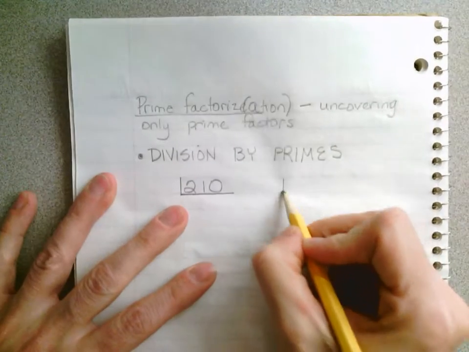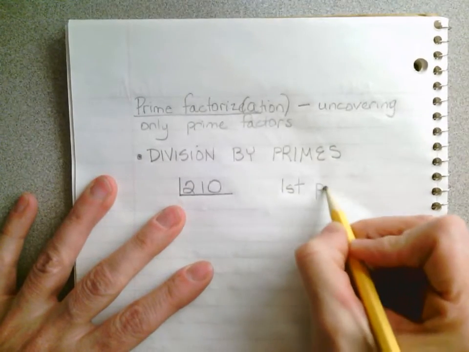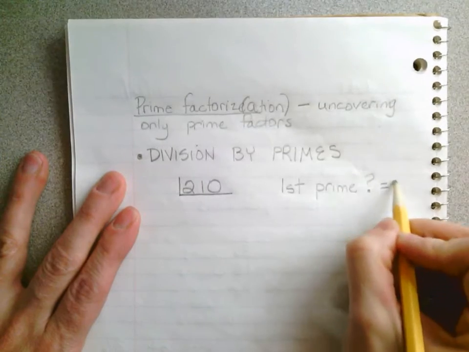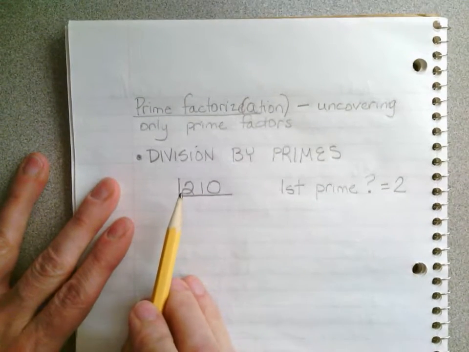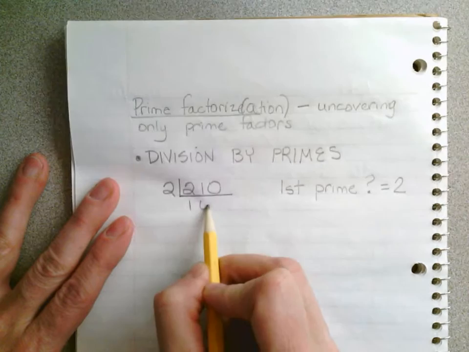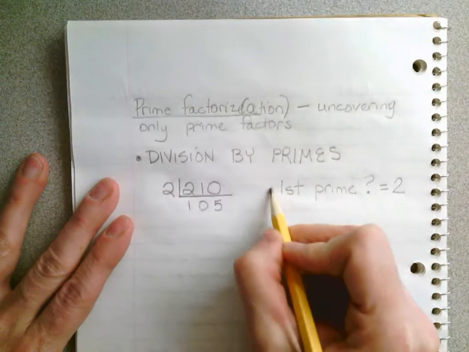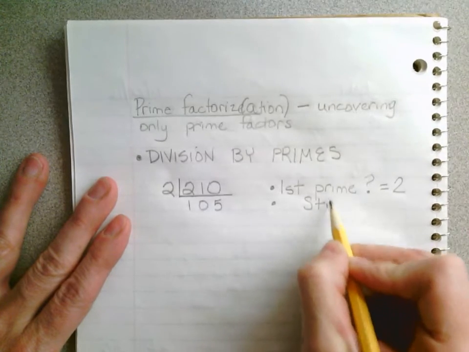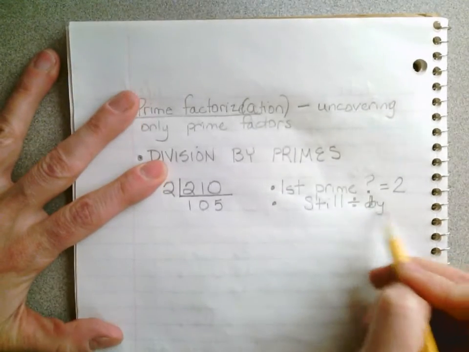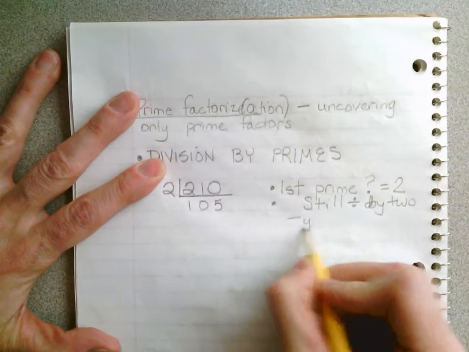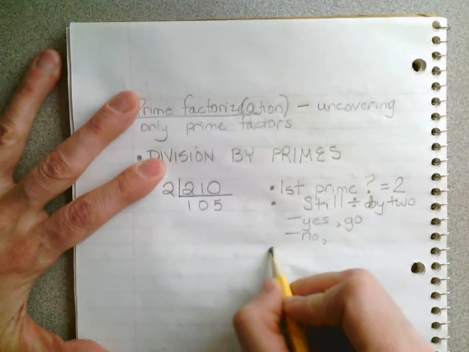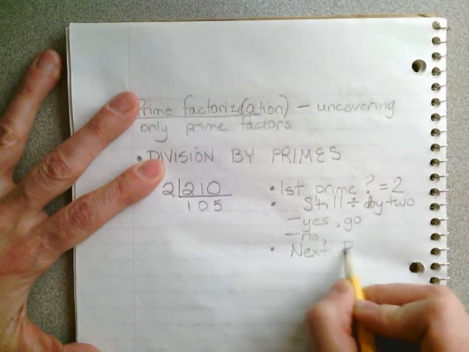What is the first prime number? And by the way, it's not 1, we've already established that. Anybody know what the first prime number is? 2. Ask yourself, is the number in the box divisible by 2? Yes. It sure is. What is the quotient? Is it 105? Okay. Question 2. Is that new number still divisible by 2? If yes, keep going. If no, then you ask yourself, what is the next prime?